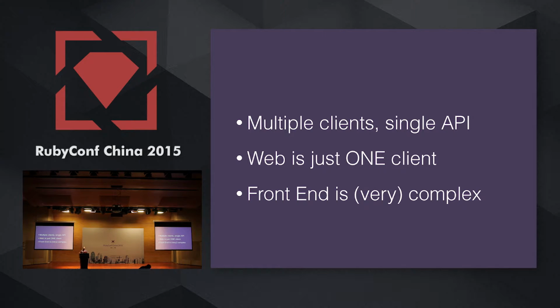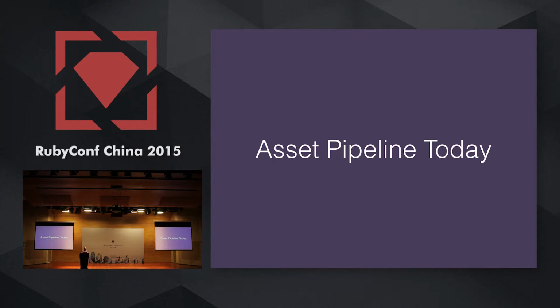Until we ended up in today's widespread paradigm. We have a single API and multiple clients: web, mobile apps, other backend applications. Today, web is just one client. It's no more a rich document. It's a complex software with specific needs. So the question is, does Asset Pipeline meet the modern web client engineering requirements?